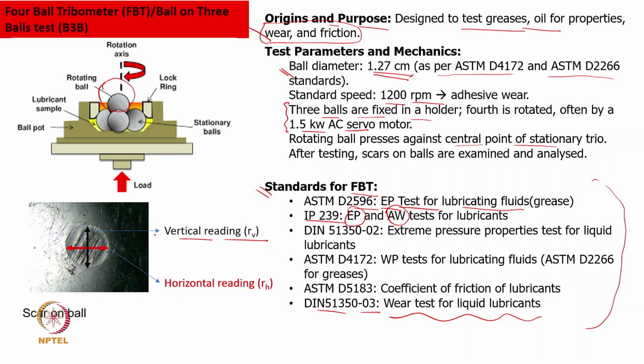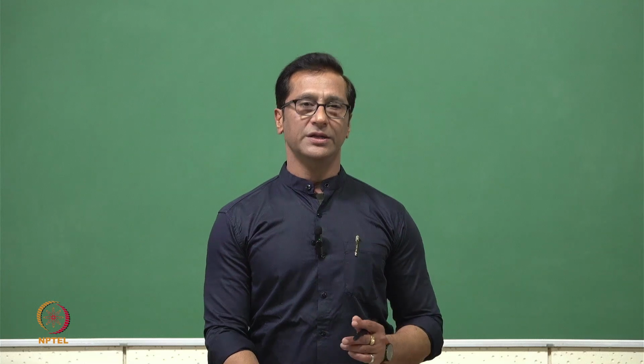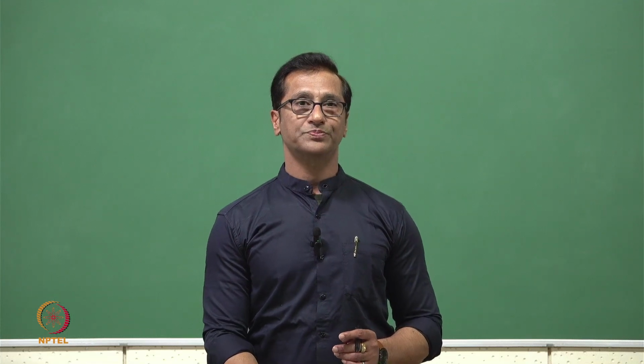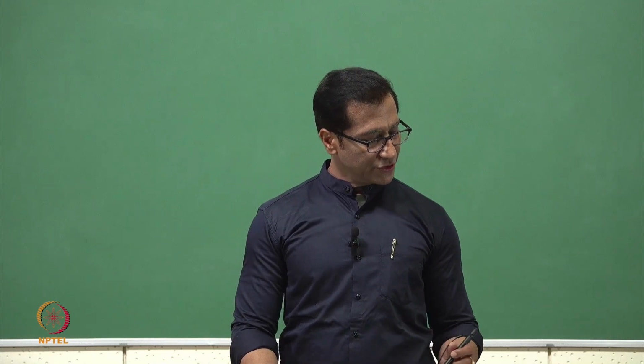Mostly they get a circular scar, so the vertical and horizontal readings will be the same, but if there is a possibility of misalignment or a sub-arrangement, then the value may change to some extent. So this setup has been shown here.